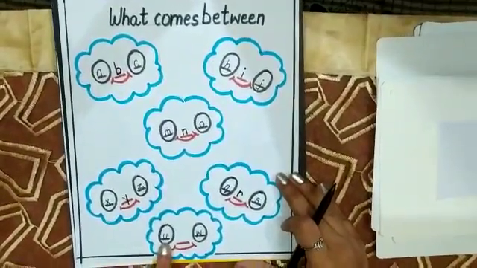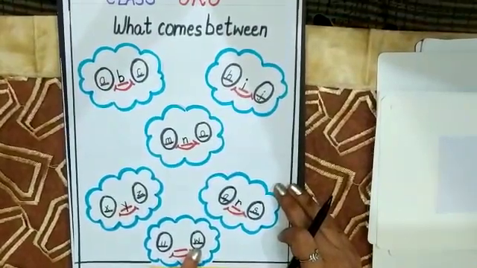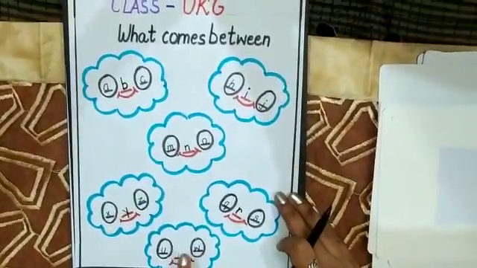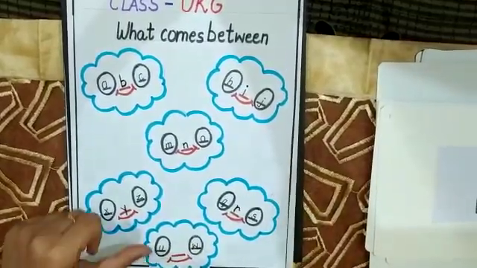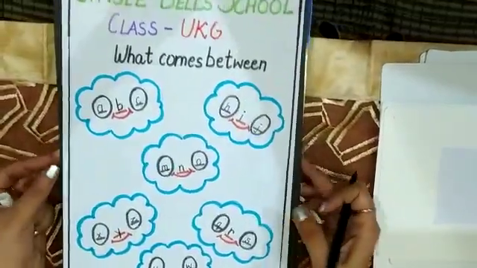U umbrella. And another letter is W watch. Now tell me what comes between the two given letters. It's V, V van.